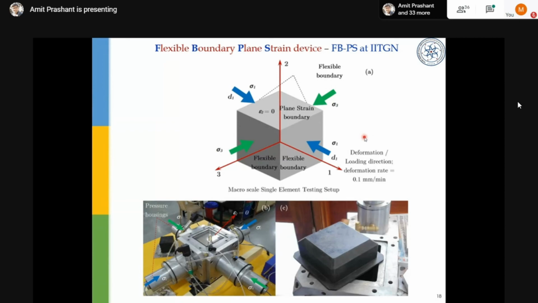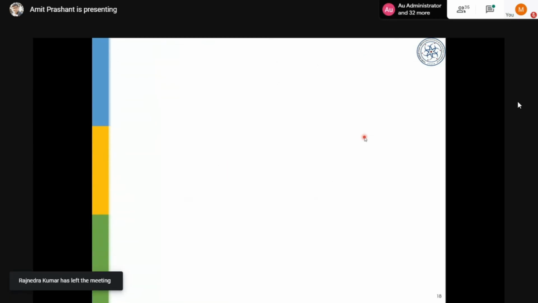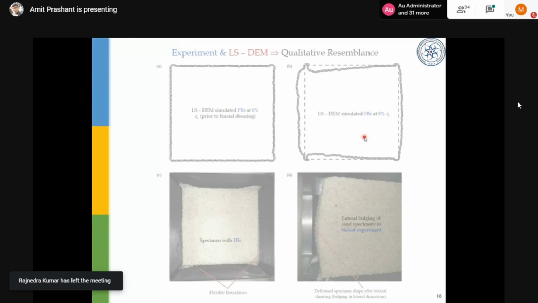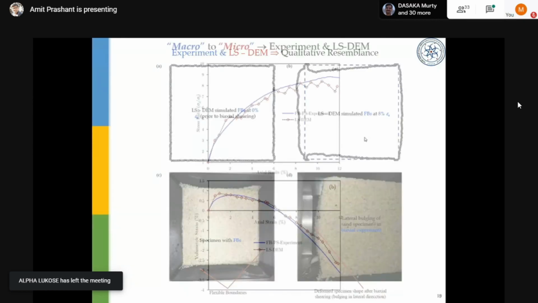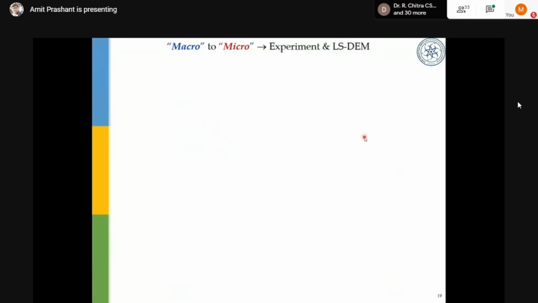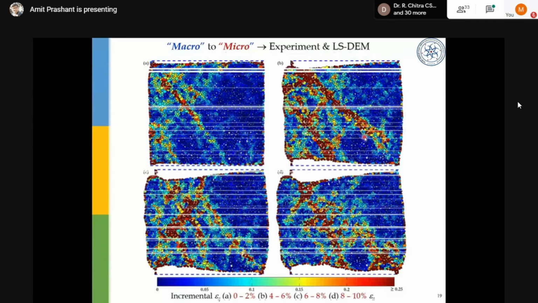This is the setup we developed here at IIT Gandhinagar, which is a true triaxial system, all fabricated here itself, and with a plane strain arrangement, you can see a glass plate at the top. So we compared the results from discrete element simulations from Devine's work with the experiments from this plane strain device with flexible boundary, and we found quite comparable results. These are some of the observations and results from the analysis.